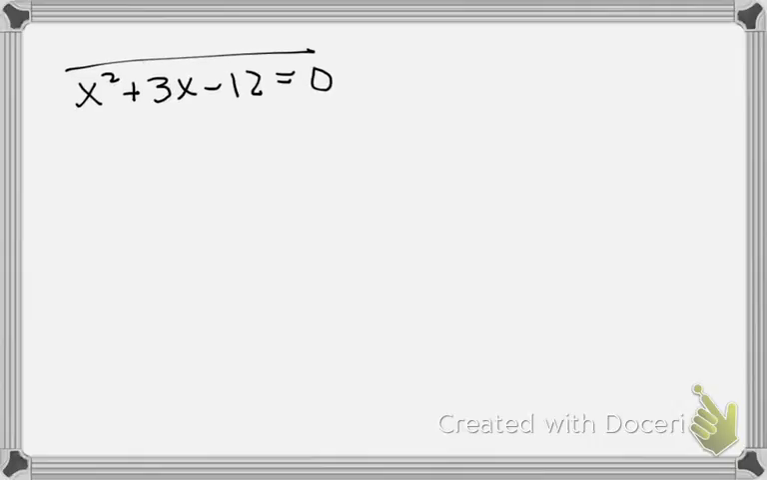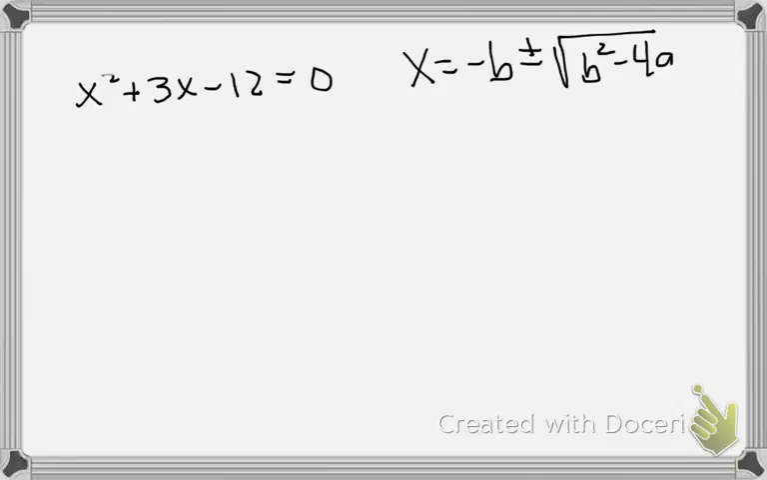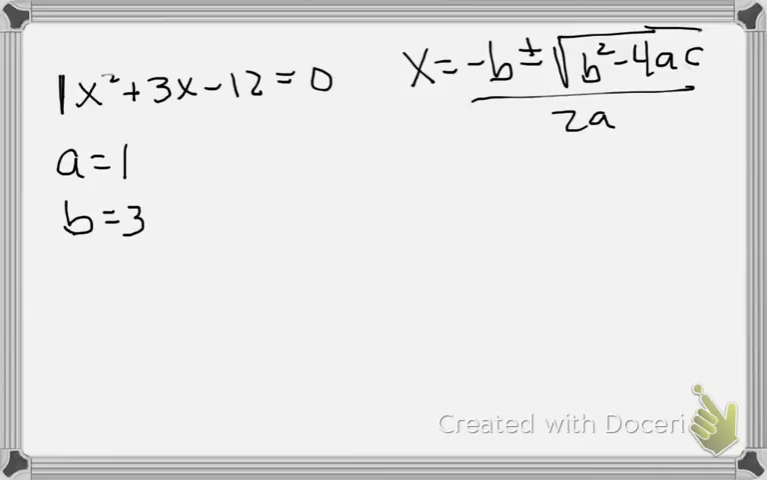So here is my equation that we moved over. So we're going to use the quadratic formula, which is x equals minus b plus or minus the square root of b squared minus 4ac all over 2a. One thing I do want to make sure that you are aware of is we're just going to plug these in. So my a value is 1 because what's in front of x squared is 1. My b value is 3 and my c value is a negative 12.